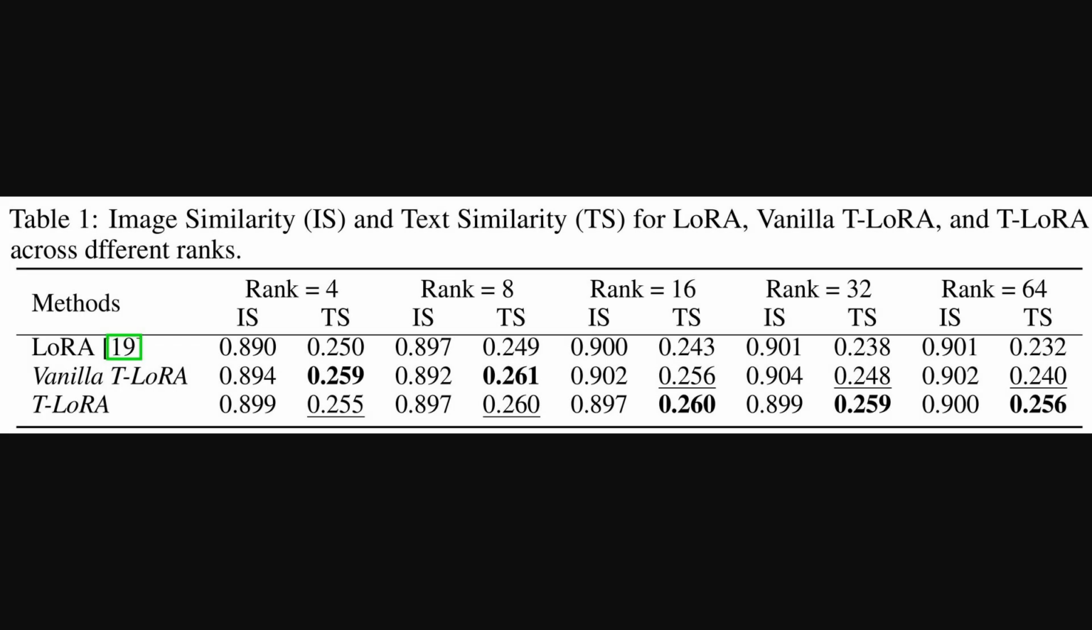Moving to the results, this table provides the hard numbers. It compares standard LoRA against the two new methods, vanilla T-LoRA and the full T-LoRA. They're evaluated on two key metrics. First is image similarity, which checks if the generated object looks like the original. And second is text similarity, which measures how well the image follows the new text prompt. You can see that while all methods have great image similarity, T-LoRA consistently scores much higher on text similarity. This shows it's better at avoiding overfitting and creating flexible, diverse images.